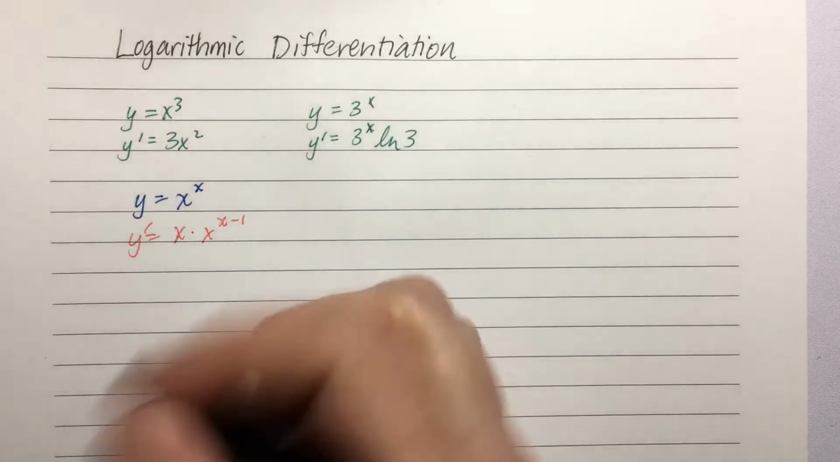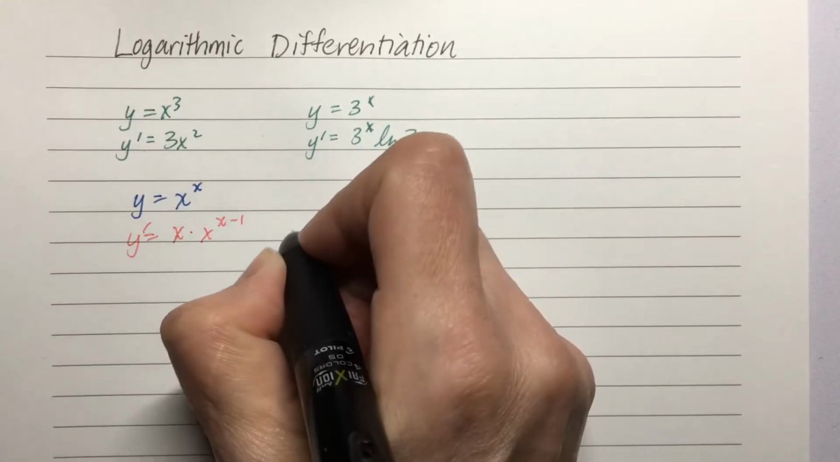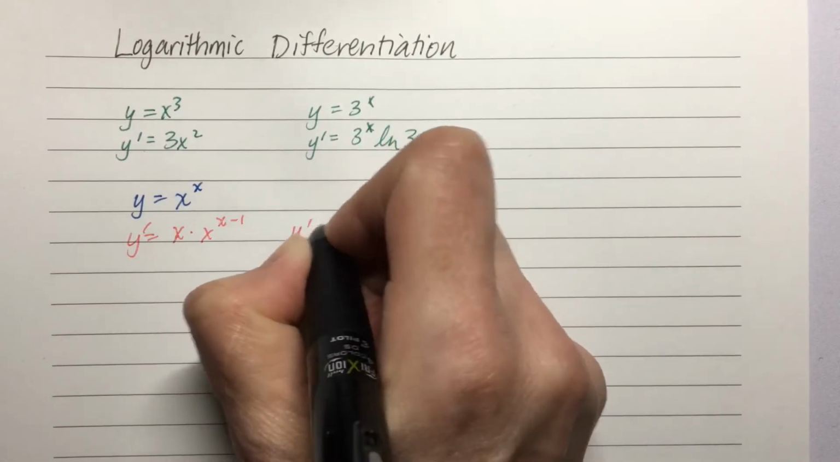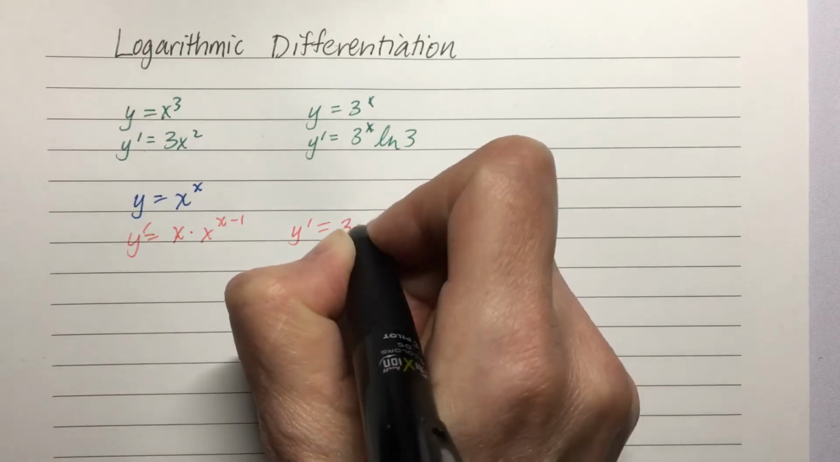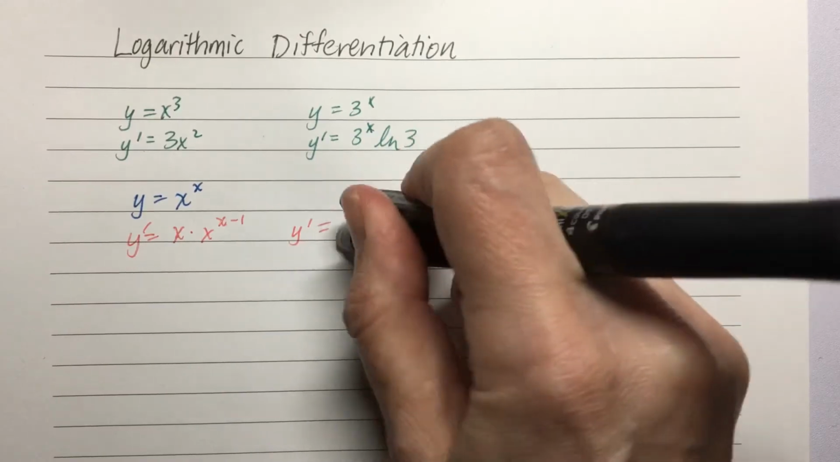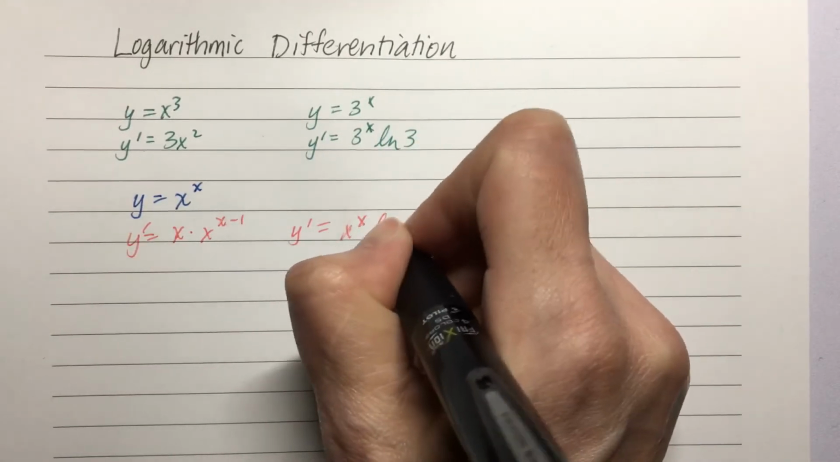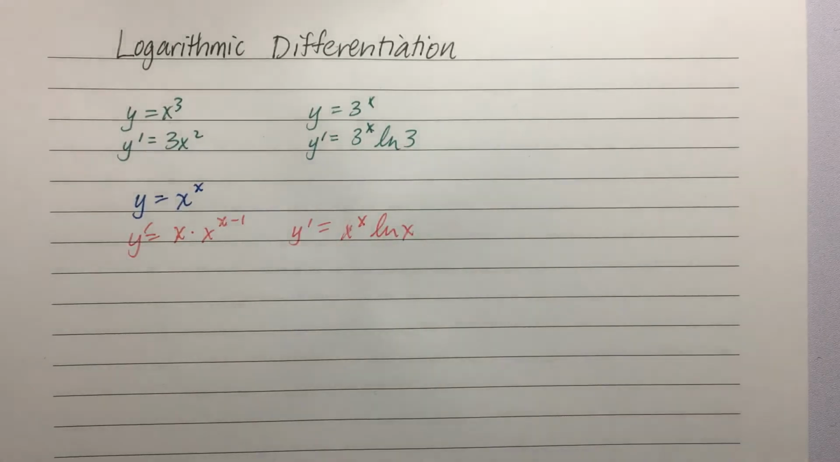So is that what you do? Or do you do the same rule as what we do on 3 to the x, where you would have y prime equals x to the x times natural log x? I was looking above it. And the answer to that is no, actually, you don't do either of those things. They're both totally wrong. It's unfortunate, isn't it?